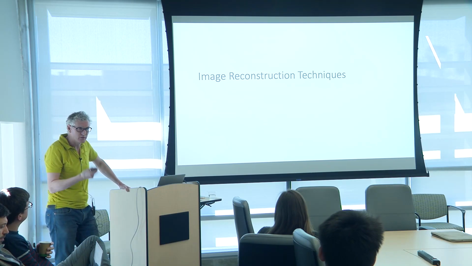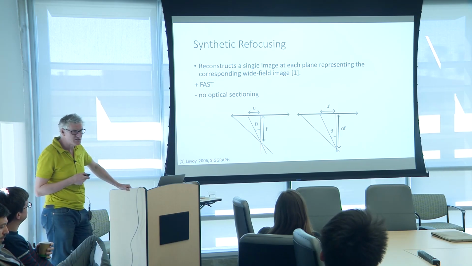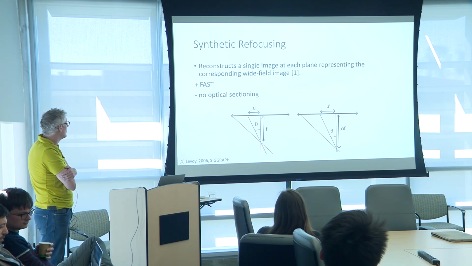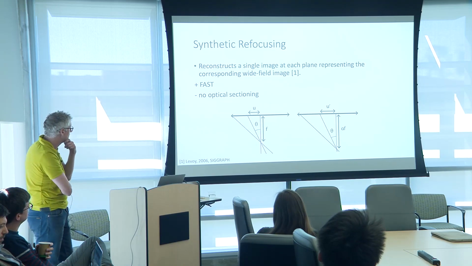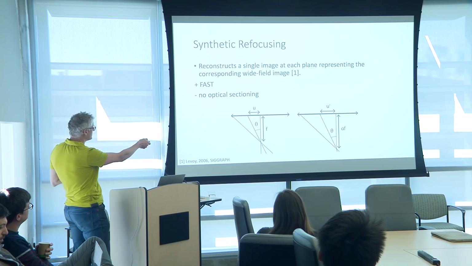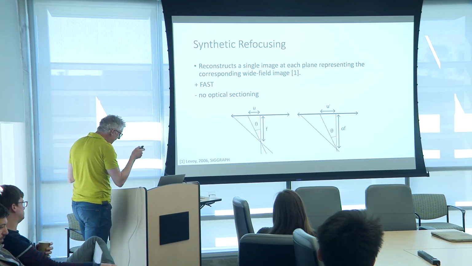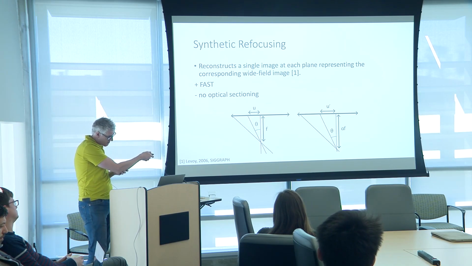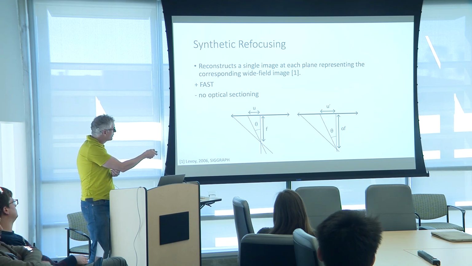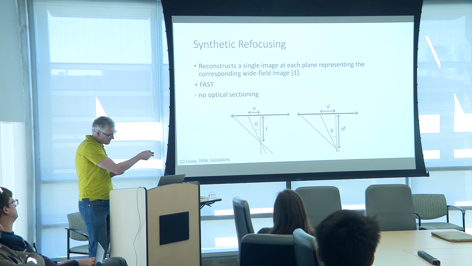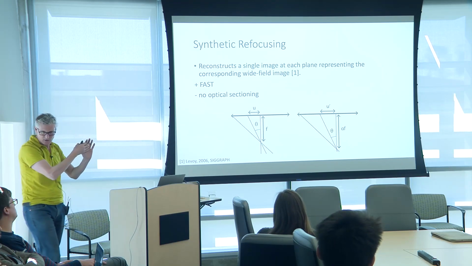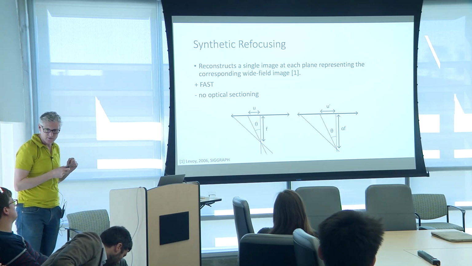Now this goes on to the computational image reconstruction techniques. I mentioned synthetic refocusing. In this case, you reconstruct a single image at each plane, which represents the corresponding wide field image. This is fast, but you don't have the optical sectioning, so you don't win so much with this. As I've understood it, if you were to just average the pixels under each micro lens, that corresponds to the case on the left here. But with synthetic refocusing, you're shifting the rays. You have access to the underlying pixels, so you can sum them in a shifted way. You probably know more about them.